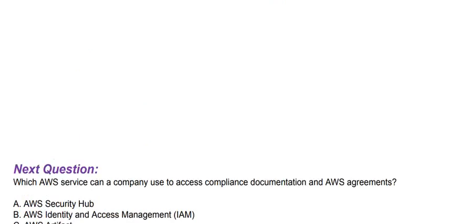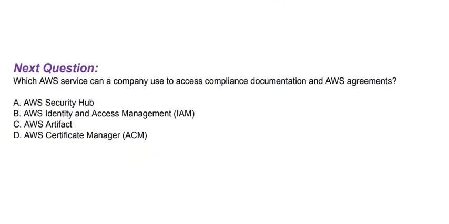Next question is, which AWS service can a company use to access compliance documentation and AWS agreements? Option A, AWS Security Hub. Option B, AWS Identity and Access Management. Option C, AWS Artifact. And option D, AWS Certificate Manager. The correct answer is option C.